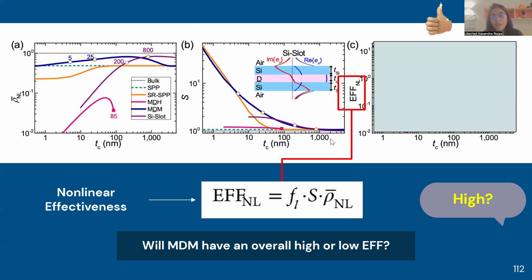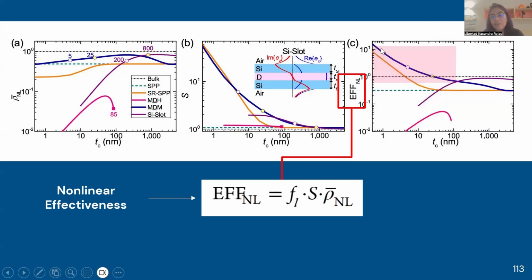So overall, I'm just going to reveal the plot here. As you can see, overall, it will have a high nonlinear effectiveness because it has a high slow light effect, as well as a high rho value here.